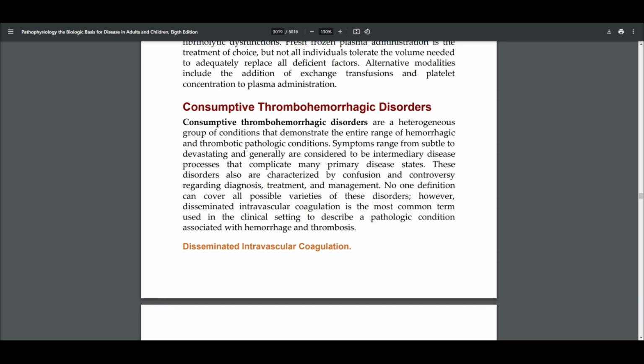Consumptive thrombohemorrhagic disorders, therefore, are a heterogeneous group of conditions that demonstrate the entire range of hemorrhagic and thrombotic pathologic conditions. Symptoms range from subtle to devastating and generally are considered to be the intermediary disease process that complicates many primary disease states. These disorders also are characterized by confusion and controversy regarding diagnosis, treatment, and management. No one definition can cover all possible varieties of these disorders.